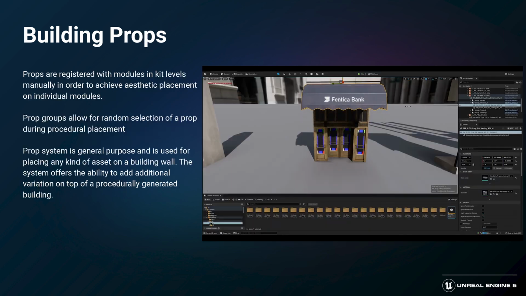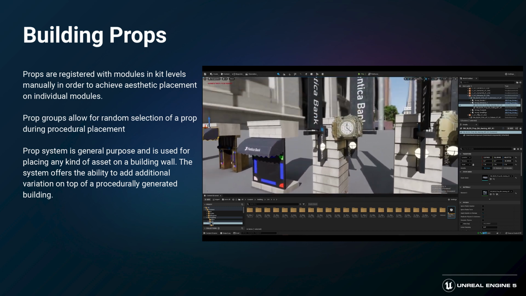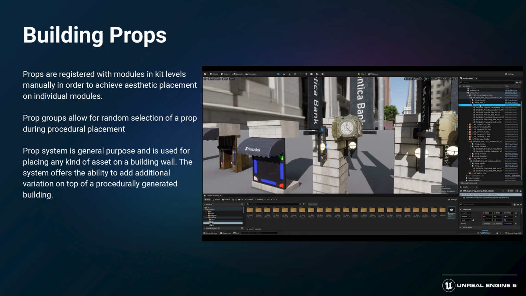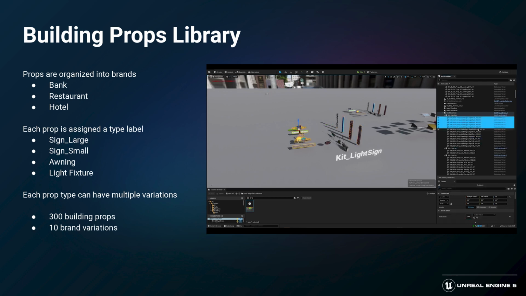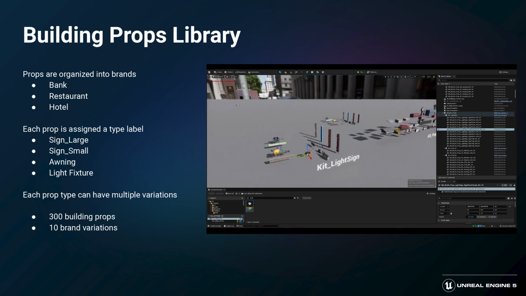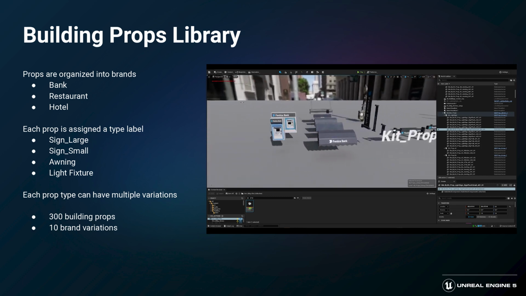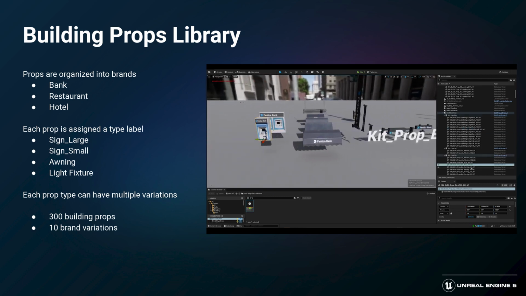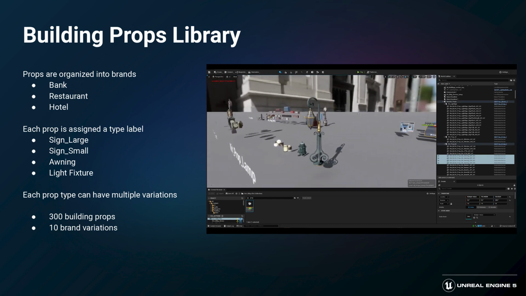To achieve aesthetic placement of building props, we opted to hand place prop anchors on modules. Props are registered to modules in groups that allow for random selection of a prop anchor during procedural city generation. Props are organized by type: awning, light fixture, sign, and by brand: bank, burger joint, hotel, in our prop library. When a building is procedurally generated, a random prop brand is selected for the building facade. When an individual prop is placed on a building, a random selection of variations is chosen from each prop type.